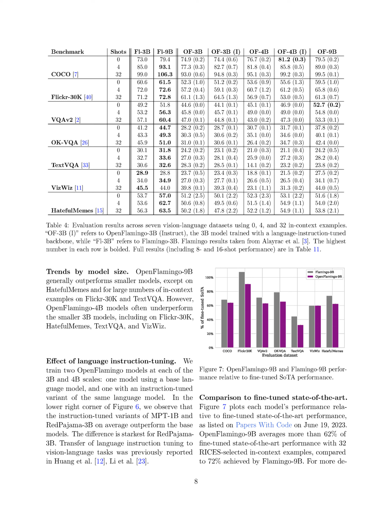OpenFlamingo-9B averages more than 62% of fine-tuned state-of-the-art performance with 32 in-context examples selected at random, compared to 72% achieved by Flamingo-9B. For more details on the fine-tuned state-of-the-art models, see our appendix.